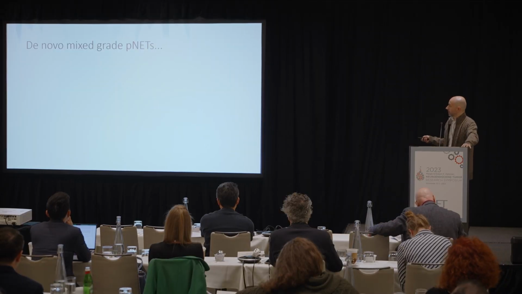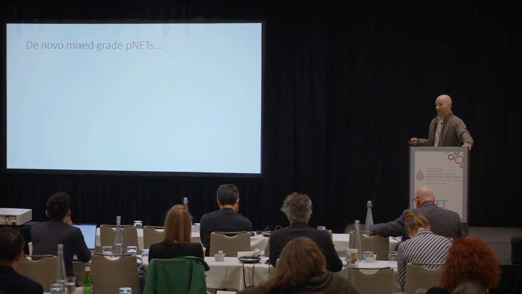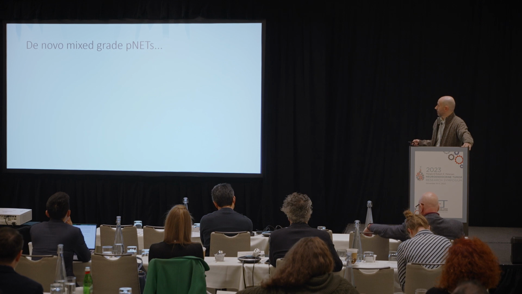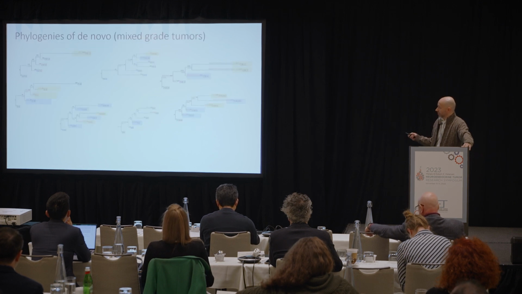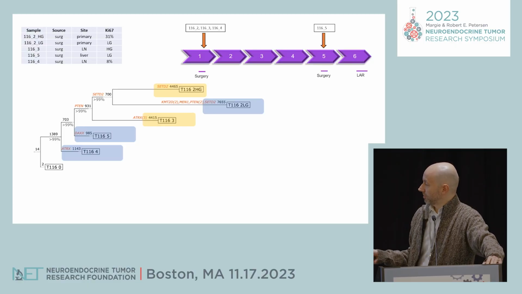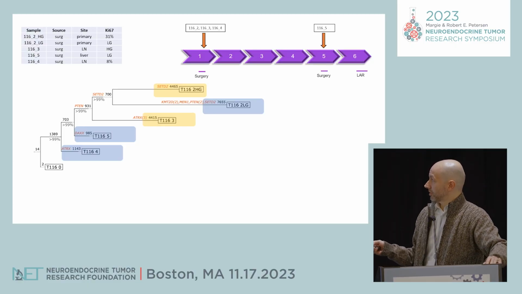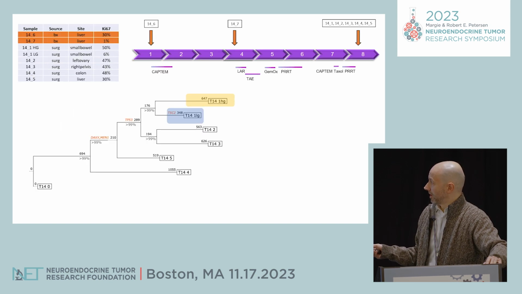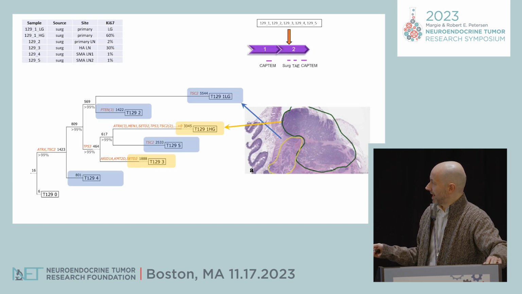So I'll switch quickly to these mixed grade ones, the ones that were mixed from the beginning. The phylogenies look different. I won't go too far into it given time. I'll just show you some interesting things here. Sometimes these are spatially right next to each other. So this high grade and low grade region are right next to each other, and they map to the same phylogeny. But sometimes they don't, right? So this is a high grade region going to here, and there's a low grade region that maps to this part of the phylogeny. They're both in the primary tumor. They evolved somehow separately.